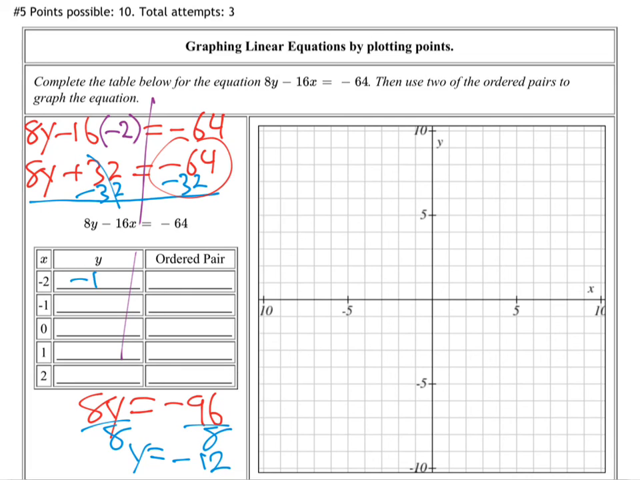So the y is minus 12. Does that make sense? Minus 12. And the x is negative 2. They want you to write it as an ordered pair, which means the x, comma, the y. Negative 2, comma, negative 12 with parentheses. They want parentheses around it. That's what ordered pair means.